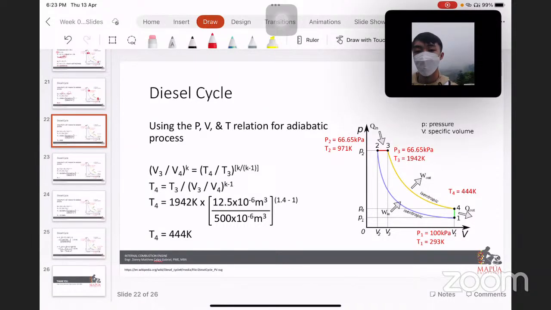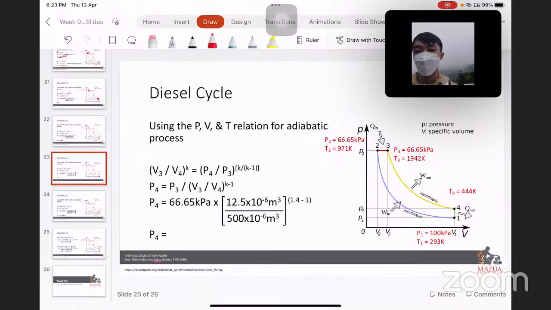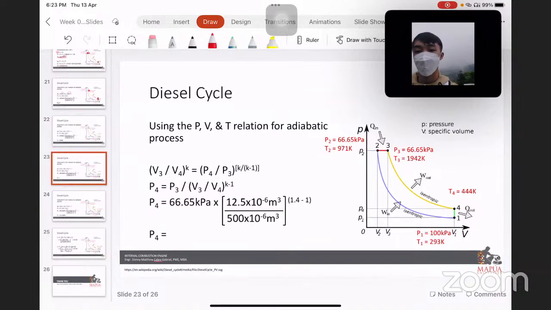So, meron na tayong temperature at each process. Isa na lang, pressure na lang. Pressure. So, same PVT relationship, ayun. Yun din ang ginamit natin. Nakuha natin yung T4 at this month.